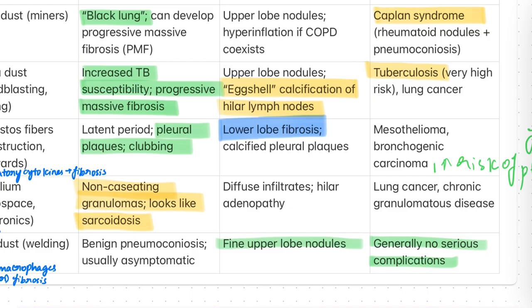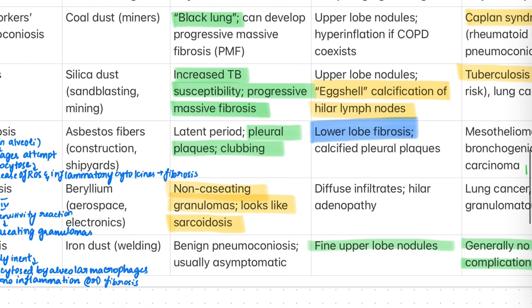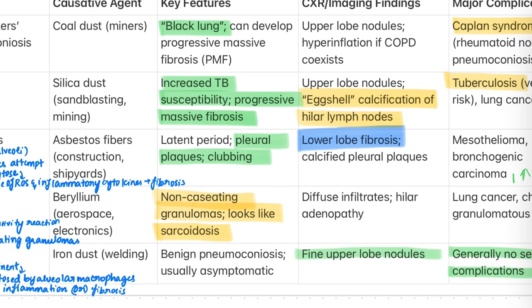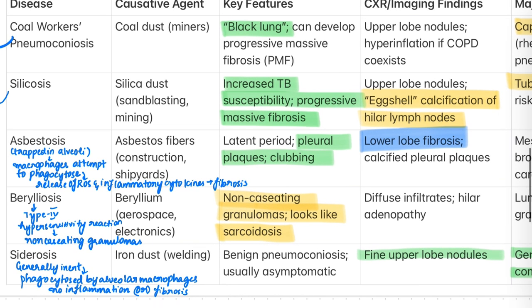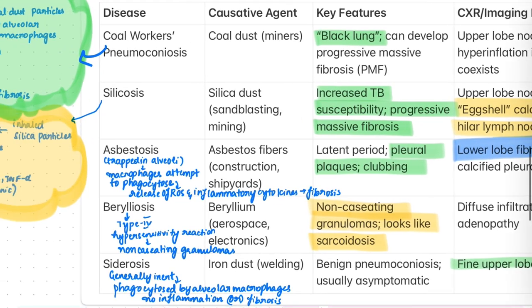Here we should remember one thing: lower lobe fibrosis is seen in asbestosis, and in all the other conditions it is majorly only upper lobe nodules and upper lobe fibrosis. Eggshell calcification of the hilar lymph nodes is seen in silicosis.